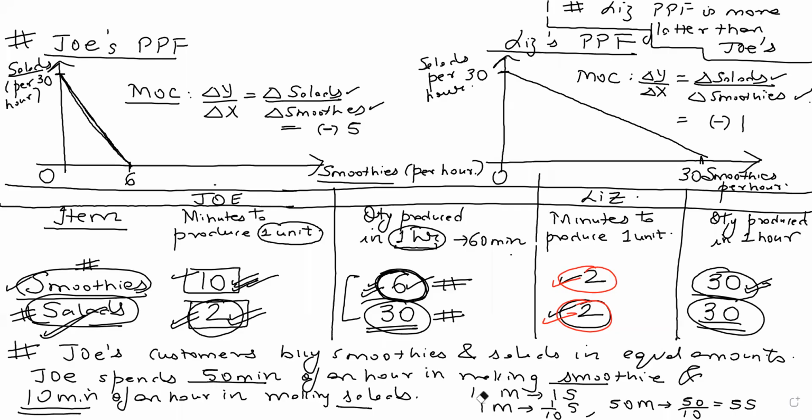So we are given the rate of exchange. I can write that Joey takes 2 minutes to make one salad. In 1 minute, he can make half a salad. So in 10 minutes, he is going to make 10 by 2, which is 5 salads. That means Joey has to sell equal amounts of smoothies and salads to the customers. In 1 hour, we can say that Joey can make 5 salads and 5 smoothies.